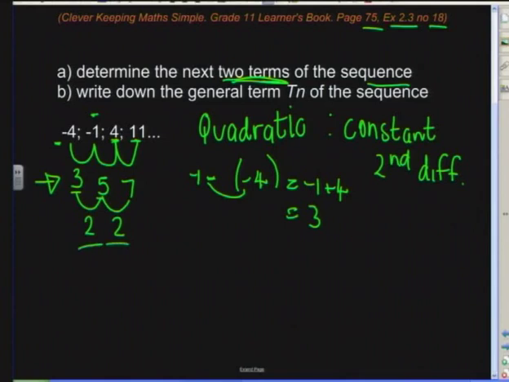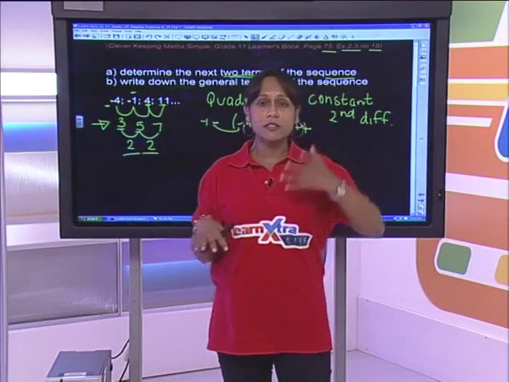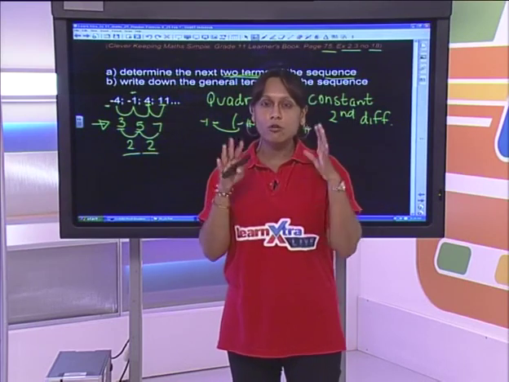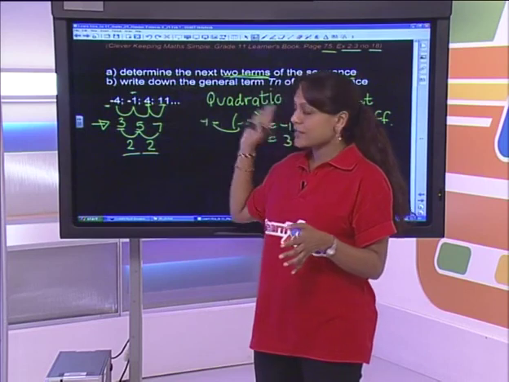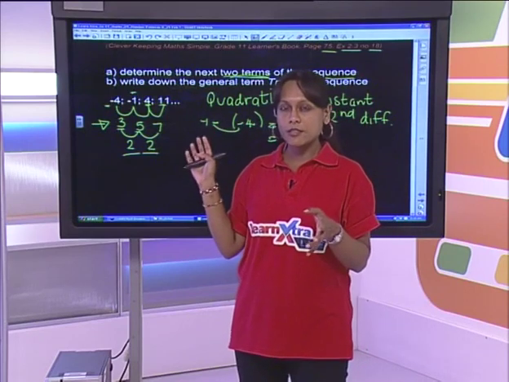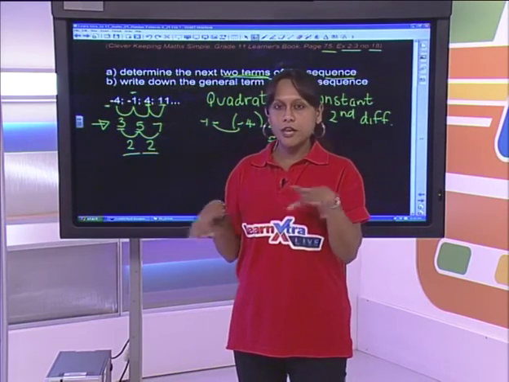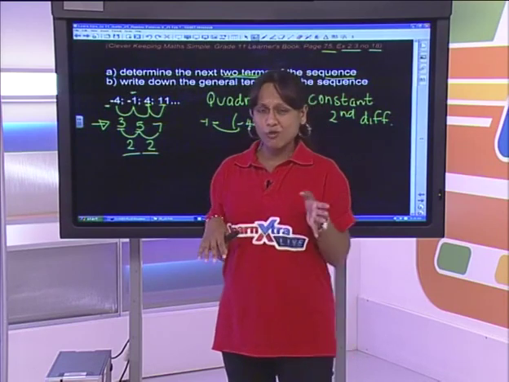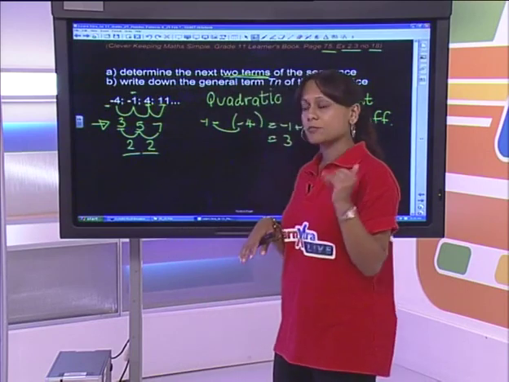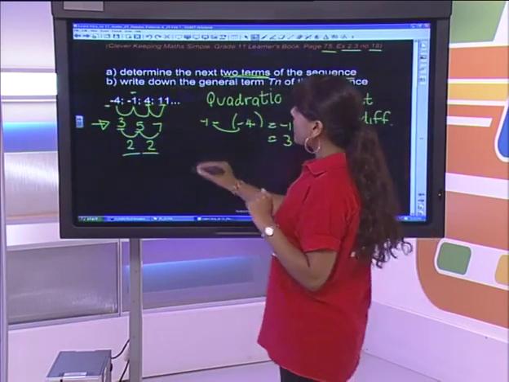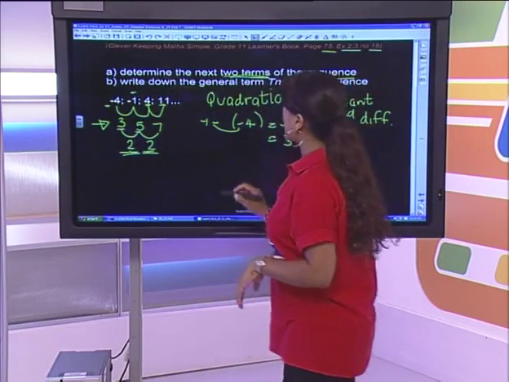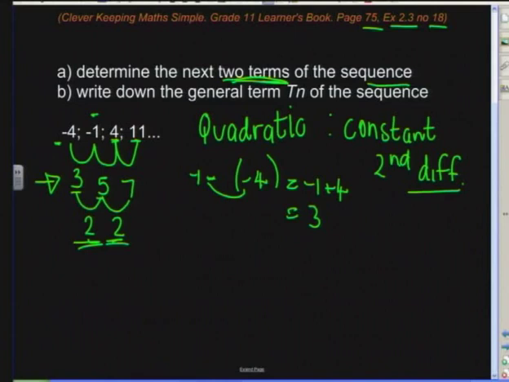Now, you guys would have noticed in both the first examples we've done, the constant second difference happens to be 2. That's not always the case. Just so happens in these examples that we've chosen that your second difference happens to be 2. Okay, so don't think that that second difference is always going to be 2. It doesn't work like that. It depends on the terms you're given. All right, so here we've got our constant second difference of 2. Okay, because we have a constant second difference, that tells us that it is quadratic.